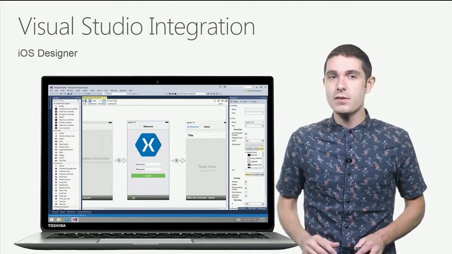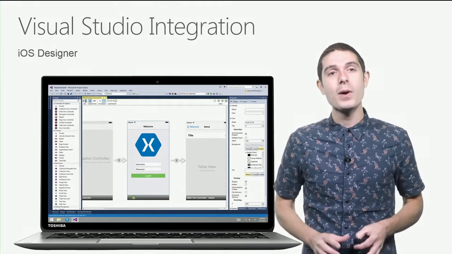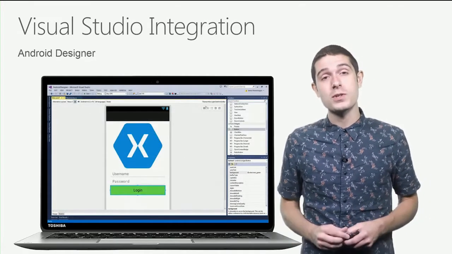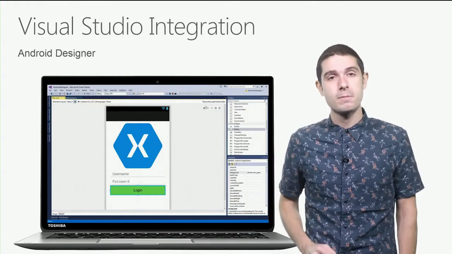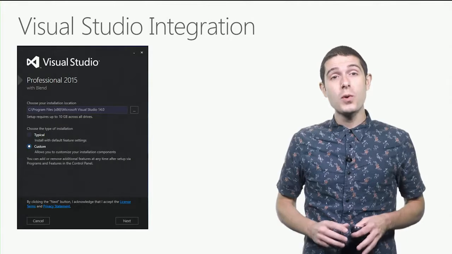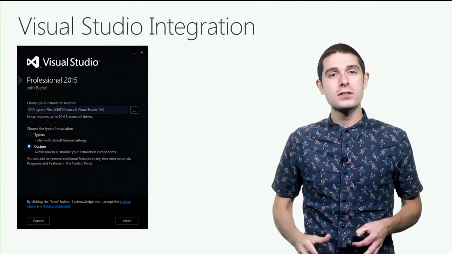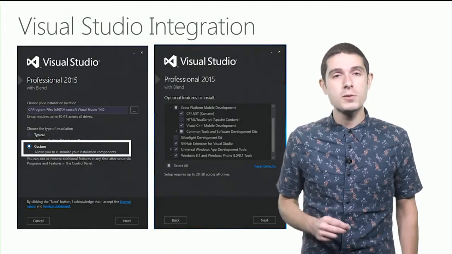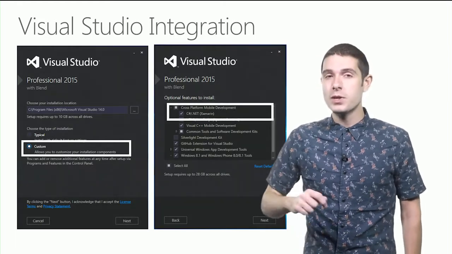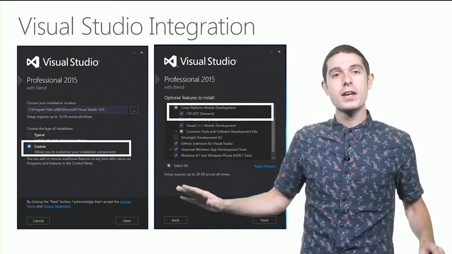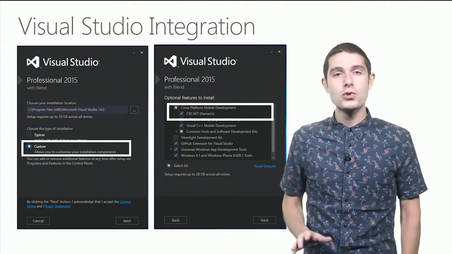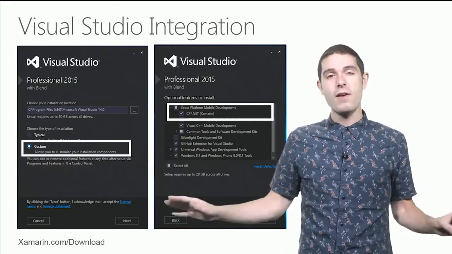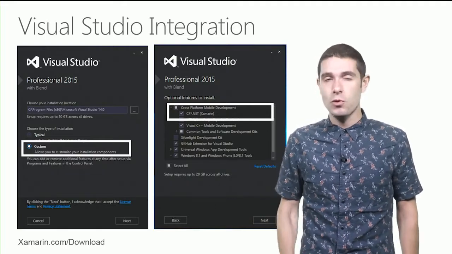Now we have great tooling inside of Visual Studio to get you up and running with our iOS designer for Visual Studio to craft great iOS user interfaces, and of course our Android designer built right into Visual Studio 2015. Now, when you install 2015 for the very first time, it's super simple to get started with Xamarin. Simply select the custom install option, and that will bring you to this next screen, and under cross-platform mobile development, you'll see Xamarin. Simply install Xamarin as part of your installation and we'll take care of the rest. Now, if you already had Visual Studio 2015 installed, simply head over to xamarin.com/download for our universal installer and we'll take care of everything for you to get you up and running building those cross-platform mobile apps.